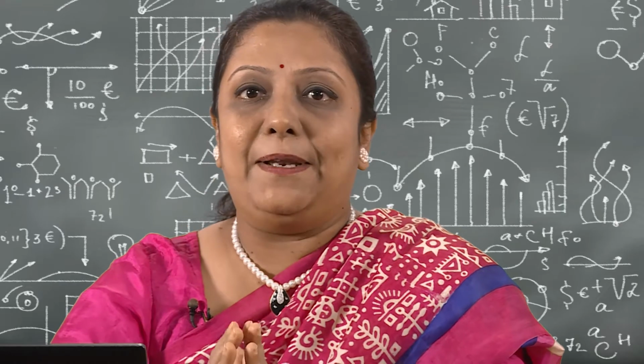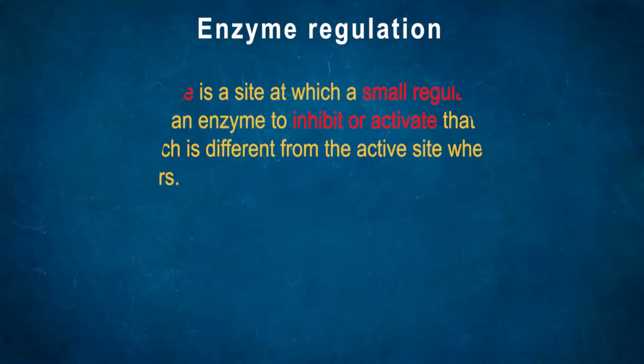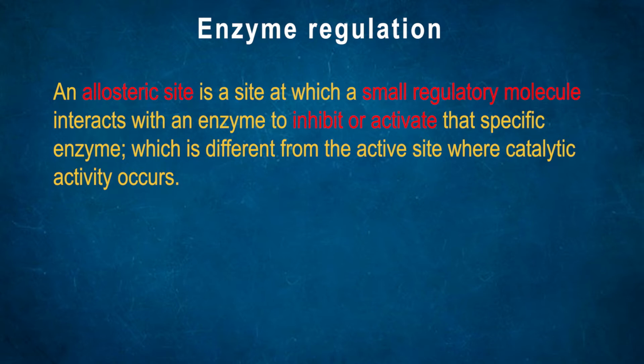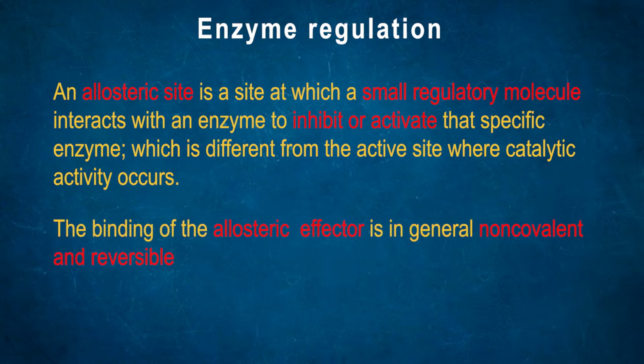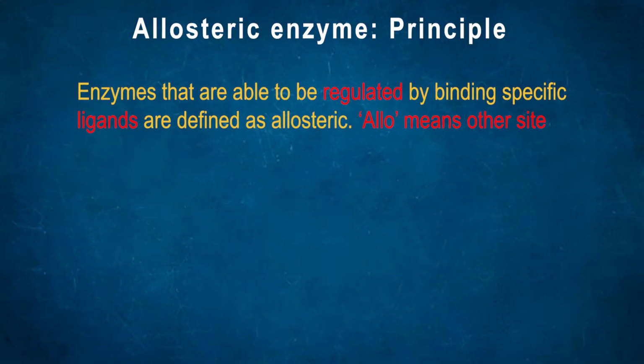So, the other site is referred to as the allosteric site. The allosteric site is a site which accommodates a small regulatory molecule which can activate or inhibit the activity of the catalytic site. The binding of an allosteric effector is generally non-covalent and usually reversible. Allosteric enzyme principle: I have already told you allo means other site.